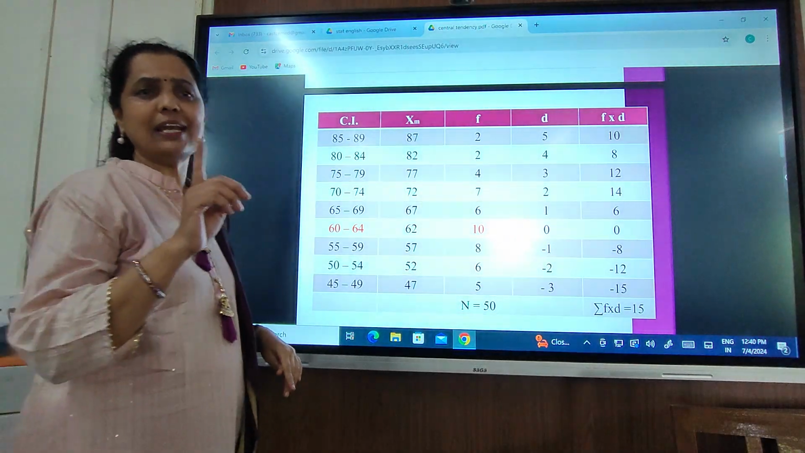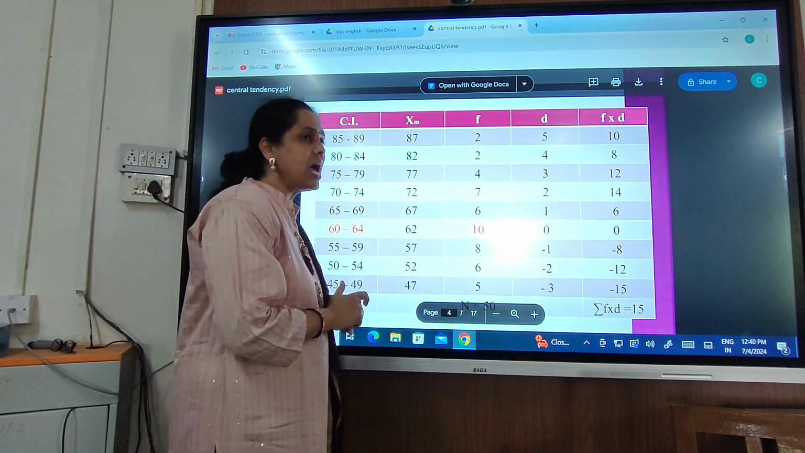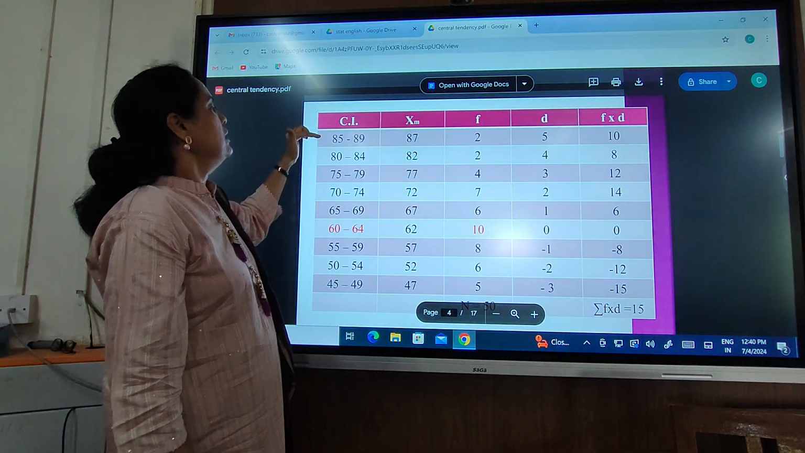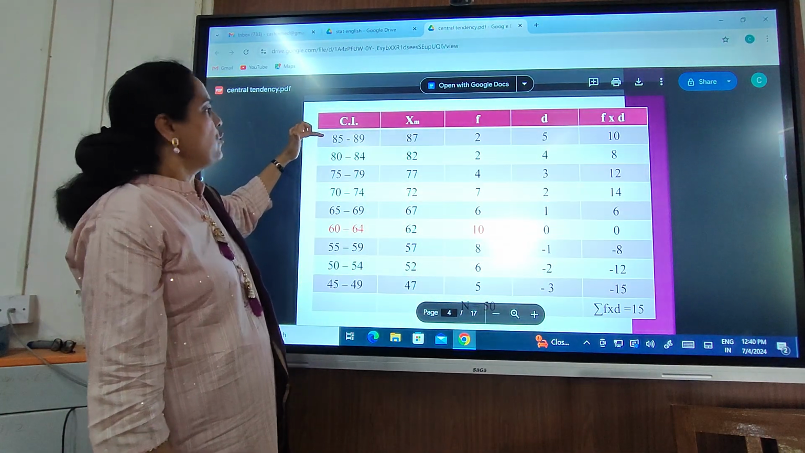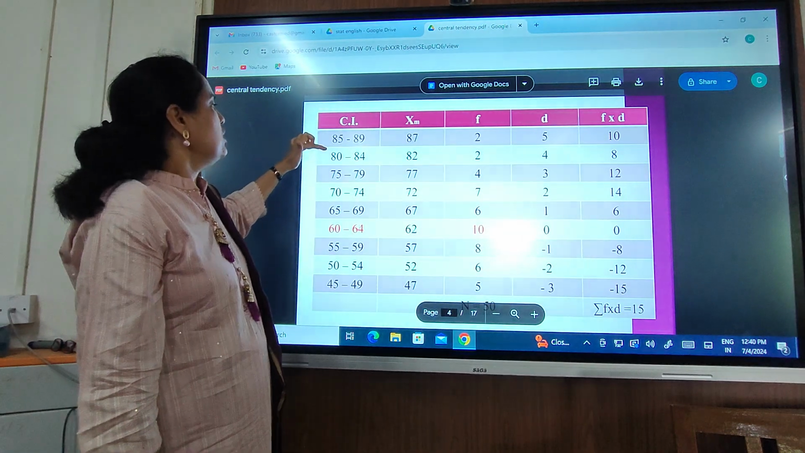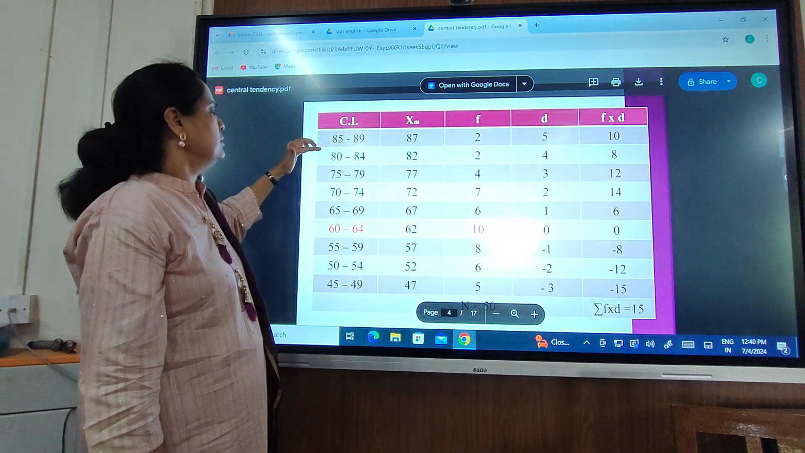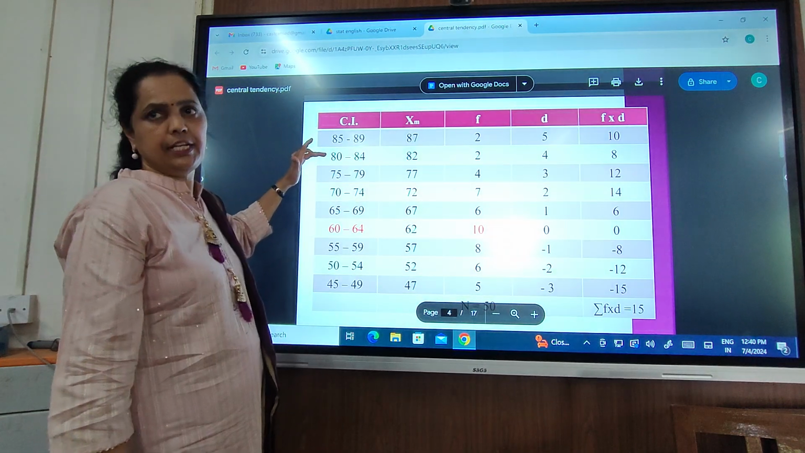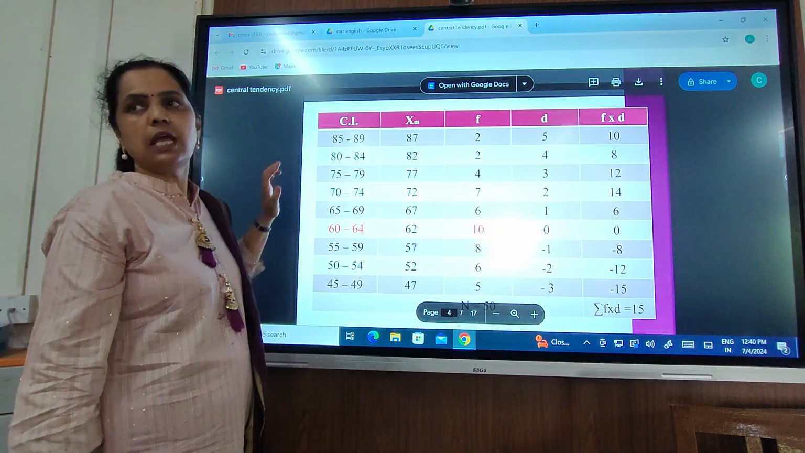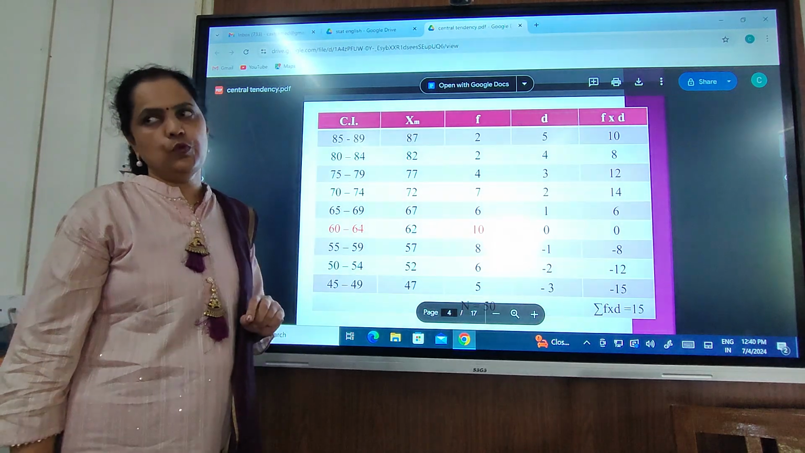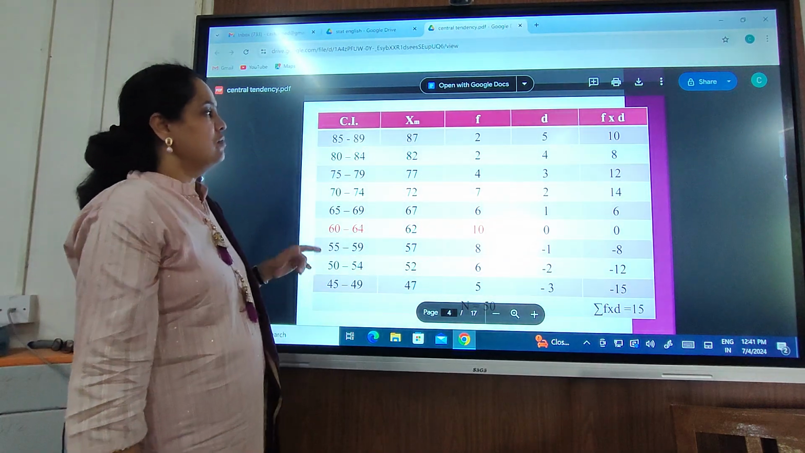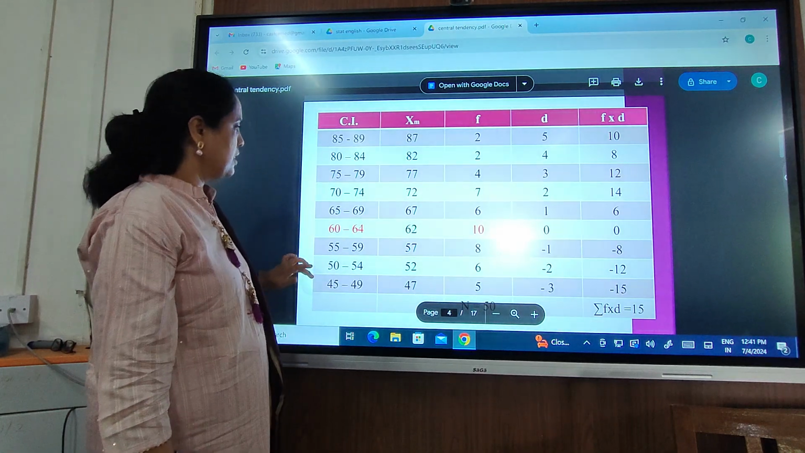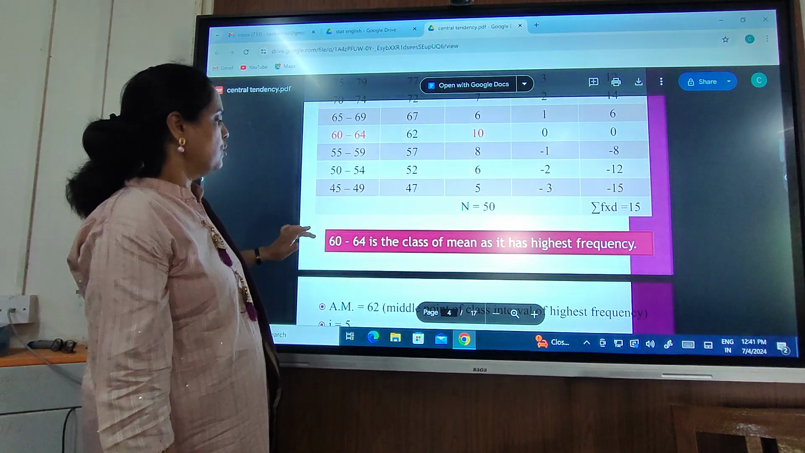Now how to calculate i, that is the class interval. Always think that take the highest score of one class and the lowest score of the next class, that is 85 and 80. So 85 minus 80 is equal to 5. So the class interval for this data is 5. Now let us put the values in the formula.